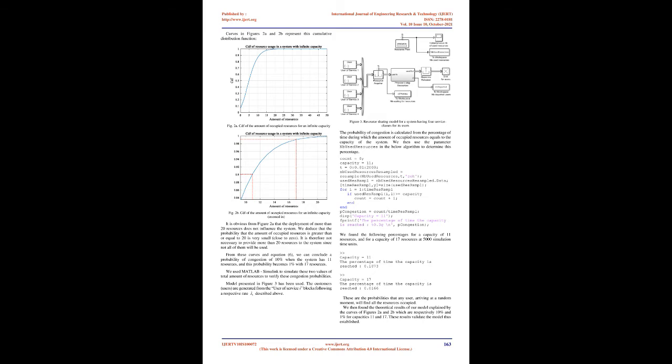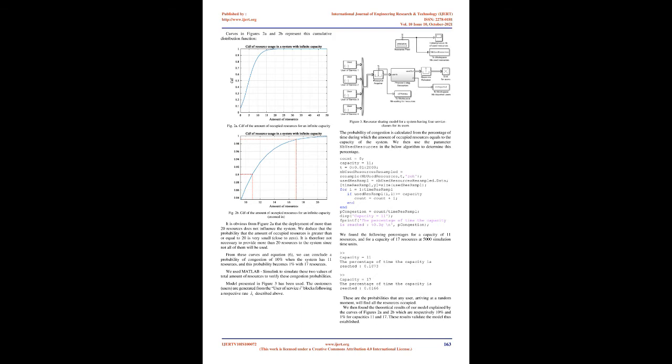From these curves and equation 6, we can conclude a probability of congestion of 10% when the system has 11 resources, and this probability becomes 1% with 17 resources. We used MATLAB Simulink to simulate these two values of total amount of resources to verify these congestion probabilities. The model presented in figure 3 has been used. The customers, users, are generated from the user of service i blocks following a respective rate described above. Figure 3. Resource sharing model for a system having 4 service classes for its users.